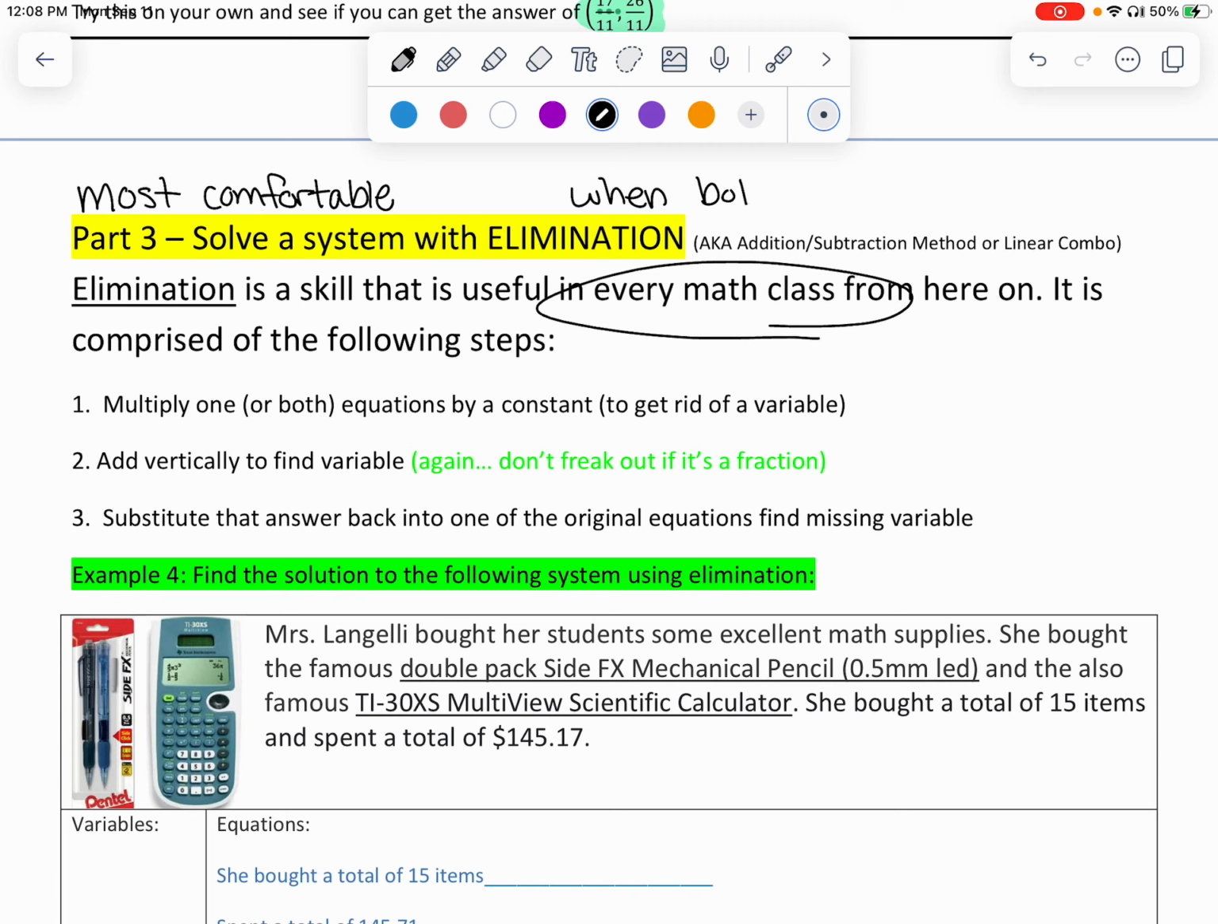When they're both in standard form, and if you're not sure, that's ax plus by equals c. That's a really good time for you to use elimination. You'll multiply one or both the equations by a constant so that you can cancel out a variable. You'll add them vertically, you'll find a variable, and then you'll substitute that back into one of the originals.